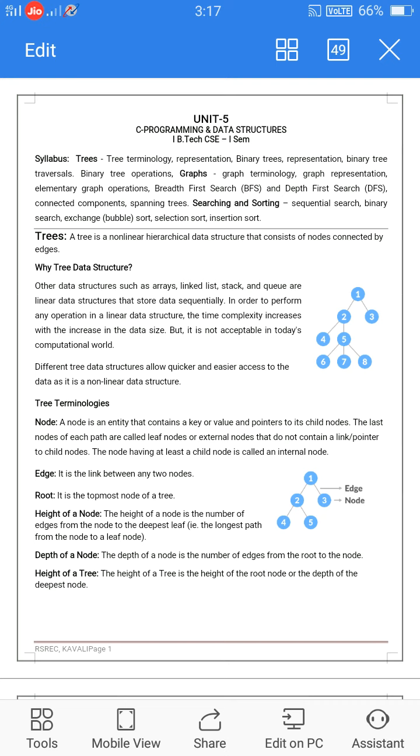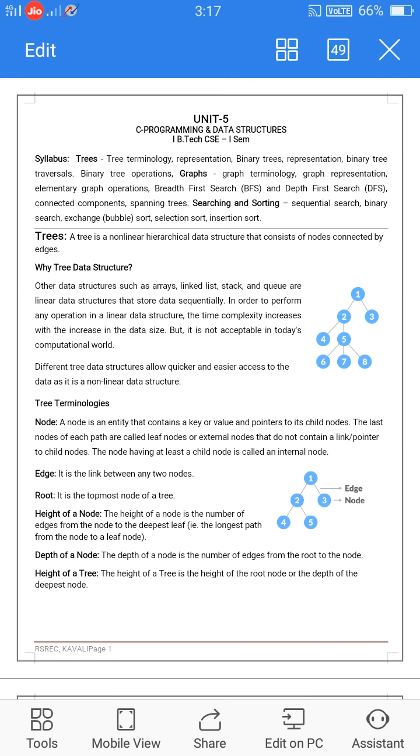Okay, so this is the fifth unit. There are three topics: trees, graphs, and searching and sorting. First of all, we discuss trees. A tree is a structure that consists of nodes connected by edges.